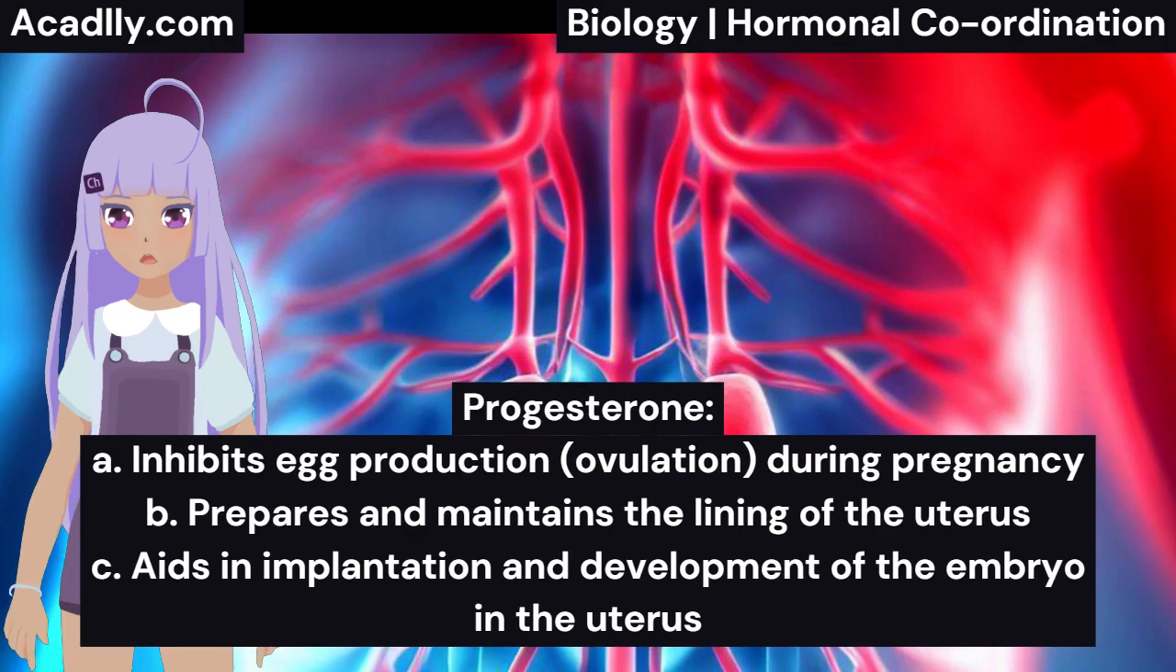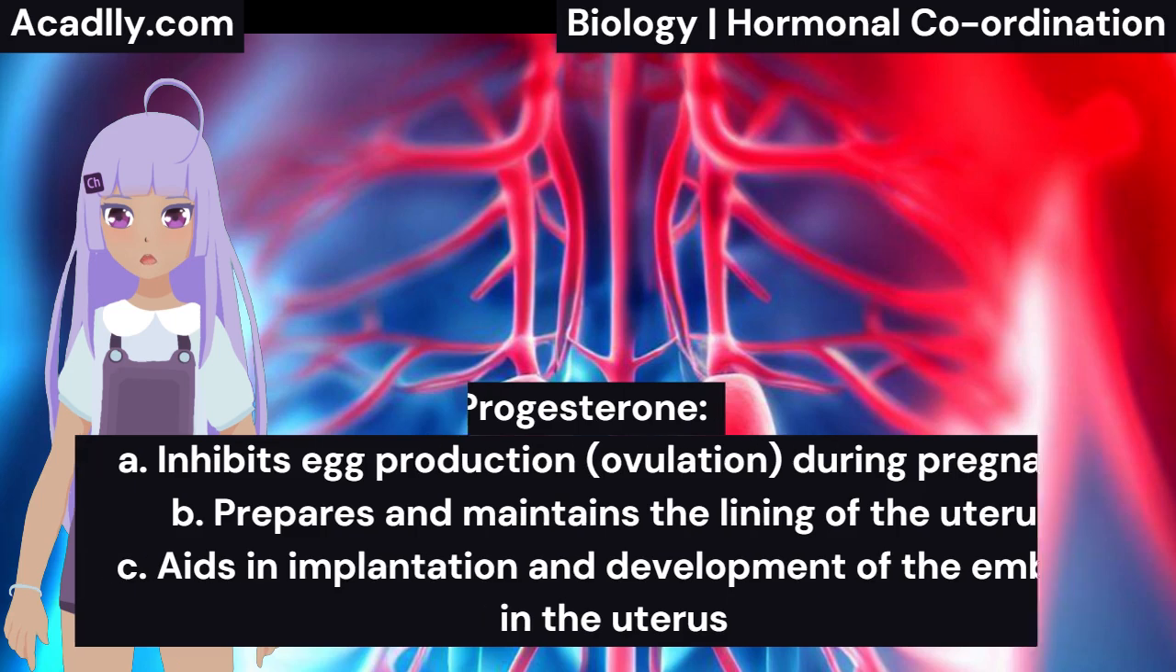Inhibits egg production, ovulation, during pregnancy. B. Prepares and maintains the lining of the uterus. C. Aids in implantation and development of the embryo in the uterus.